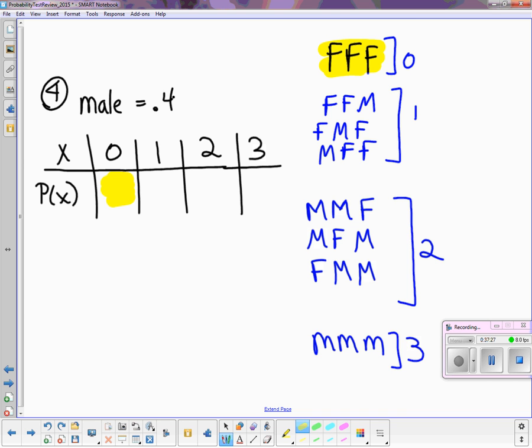How do I come up with that? It's a slot diagram inside. We're going to have 0.6 times 0.6 times 0.6, because I have female and female and female. Are we okay with where the 0.6 came from? Just the complement of 0.4, right? So we're going to have 0.6 times 0.6 times 0.6. What is that? You got calculators? I'm not a human calculator. I just have the answers. 0.216.